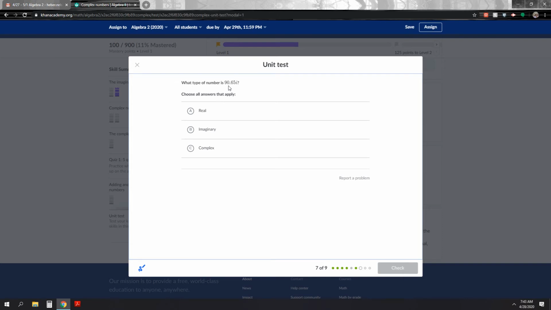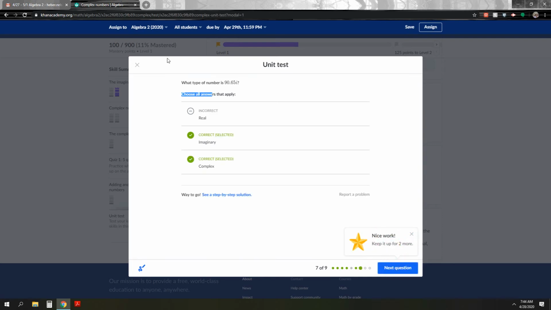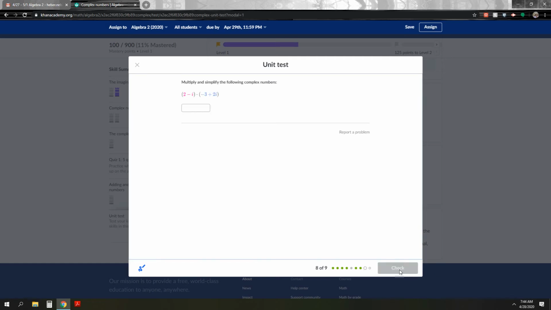What type of number is 90.65i? Well, since it has an i, we know it's imaginary. We notice we're not adding any real component, right? All it is is the imaginary part of the complex number. Choose all answers that apply. Every imaginary number is a complex number. That was kind of a trick question. I didn't see the choose all. We're probably going to do this unit test twice to make sure we get all the right answers.